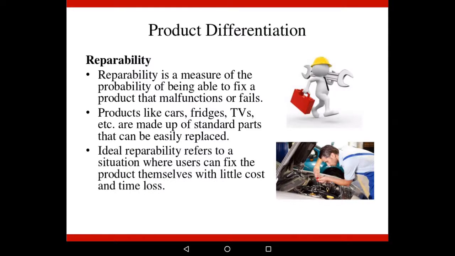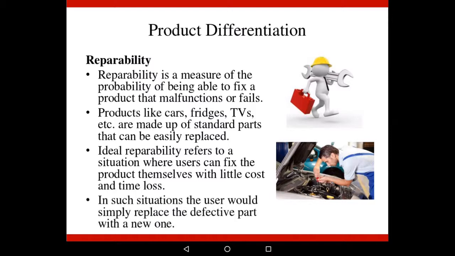Ideal repairability refers to a situation where even the user themselves can fix the products at a very little cost and little time. In such situations, the user would simply replace a defective part with a new one.